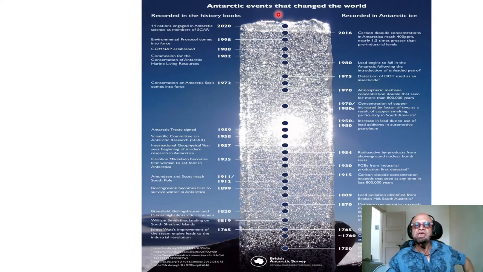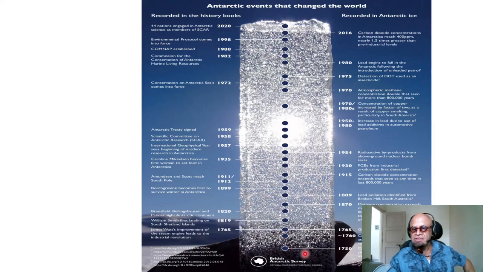Antarctic events that changed the world. So you're starting here at the top. So you have 2020, and this is counting kind of actions that have happened here. It says 44 nations engaged in Antarctic science as a member of SCAR, that is the international organization that is organizing these. In 2016, carbon dioxide concentrations in Antarctica reached 440 ppm, nearly 1.5 times greater than the pre-industrial levels of 278 that we talked about, and so on.